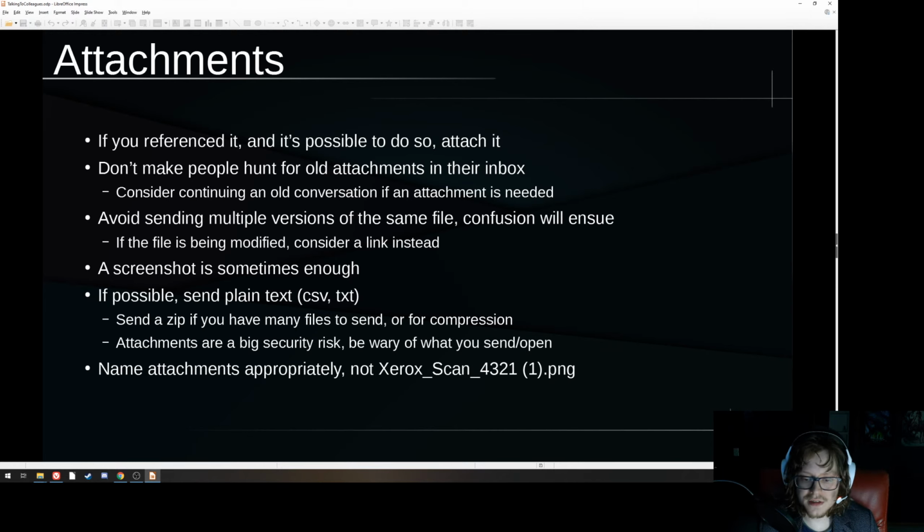Sometimes you don't have to send the whole file. Sometimes a screenshot is enough. If it's like a 45-page book of laws of the company and you just want to point out one law, just send a screenshot of the law that you're talking about. You don't have to send the whole book of the company and say, please reference page 47, line 32, paragraph B. That's pretty annoying as well.